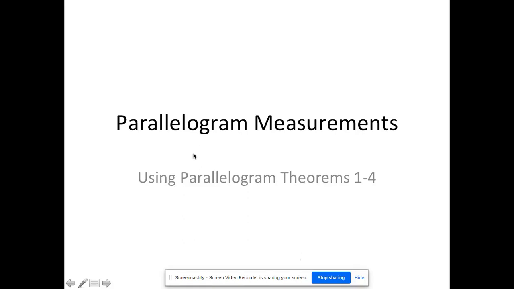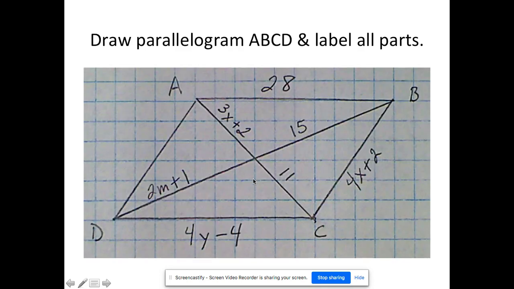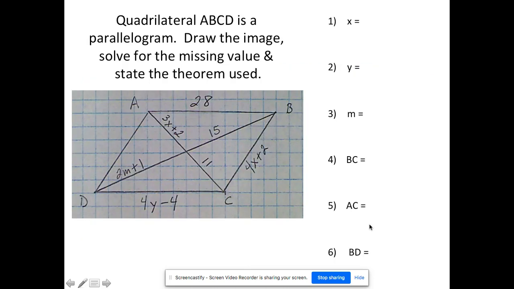Okay, so our next lesson is going to be on parallelogram measurements. We are going to use the 4 theorems of parallelograms, so you want to get those notes out as well. So this is our image, and why don't you take a second to write down this image, noticing all the different marks on it. Pause your computer to do that. And then we're going to solve for all of these things over here.